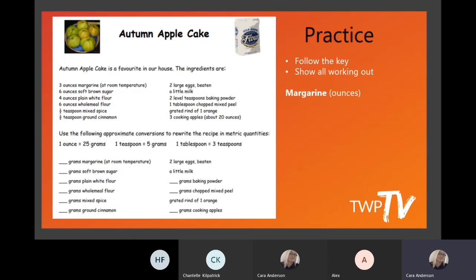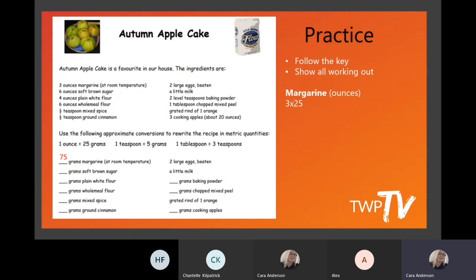Okay, so if you're looking at the key, you've got 1 ounce is the same as 25 grams. So if the margarine in the recipe is 3 ounces, I need to do 3 times 25. Okay, so you take how many ounces you've got, you use your key. Well, one of them is 25 grams, so I need 3 lots of those. So it's 3 times 25. It's going to give us 75 grams.